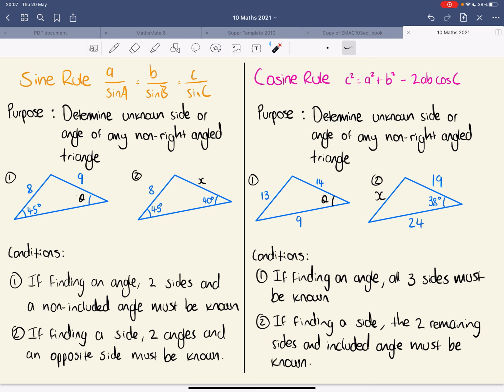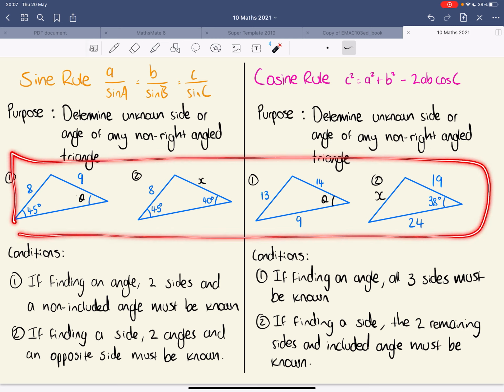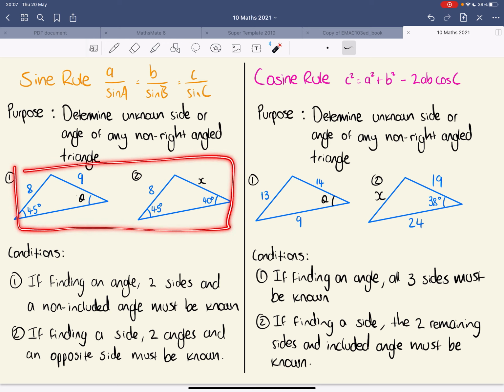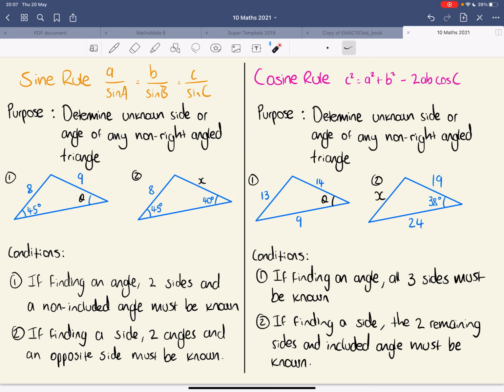Okay, so let's just review. You need to know all three sides if you're asked to find an angle, or you need to know two sides and an included angle if you're asked to find a side. So they're the four conditions total that you need to be aware of, two of which apply to the sine rule. And I think of ratios, right? Ratios of sides to angles for sine rules. And for cosine rule, I think SSS and SAS. That's kind of how I think about it.